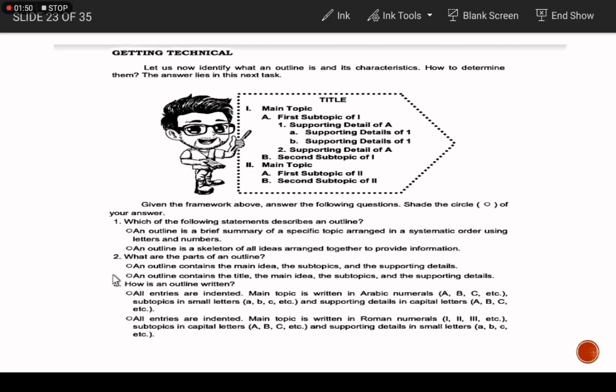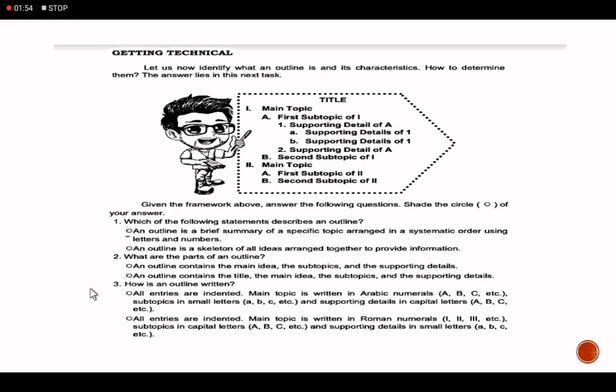First or second statement? The answer? The first statement. An outline is a brief summary. Remember that. It's a brief summary of a specific topic arranged in a systematic order using letters and numbers.